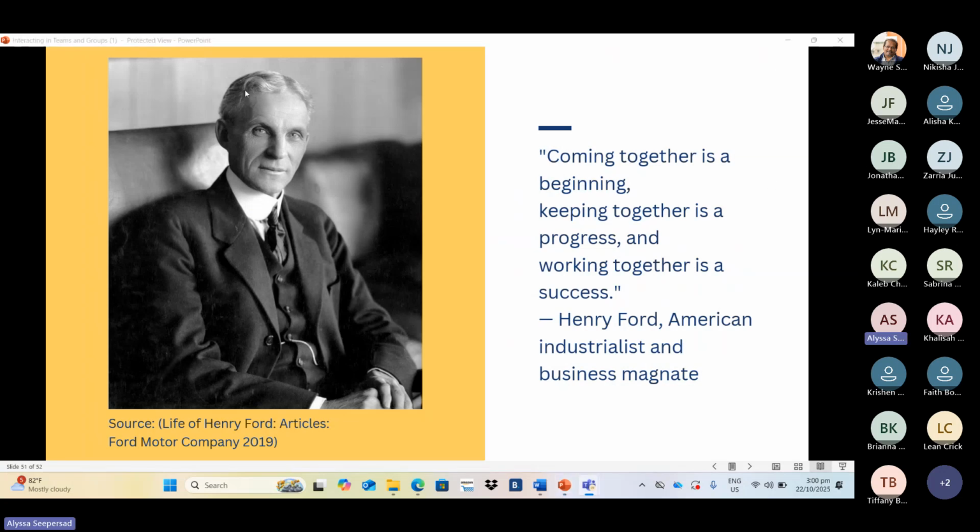And then my colleague would have added a quote from Henry Ford, who's an American industrialist and business magnate, and it says, coming together is a beginning, keeping together is progress, and working together is success.